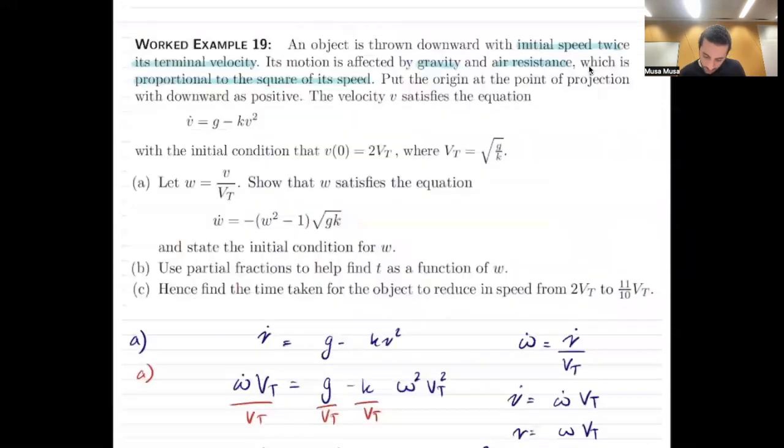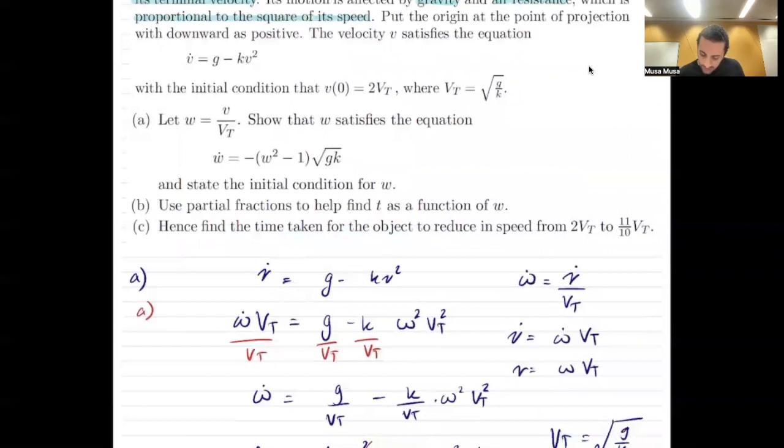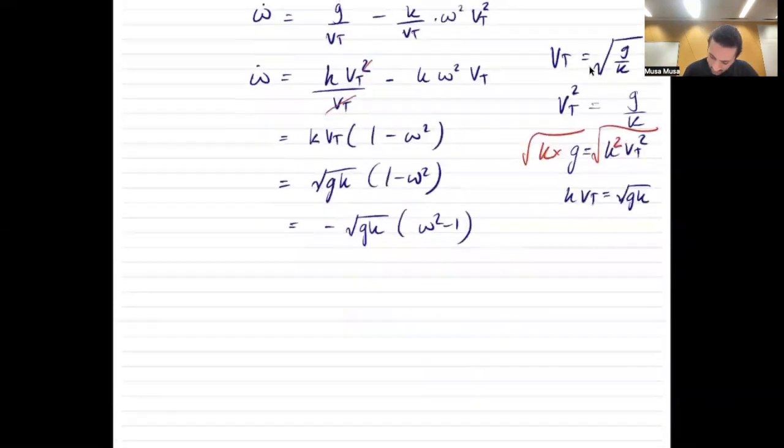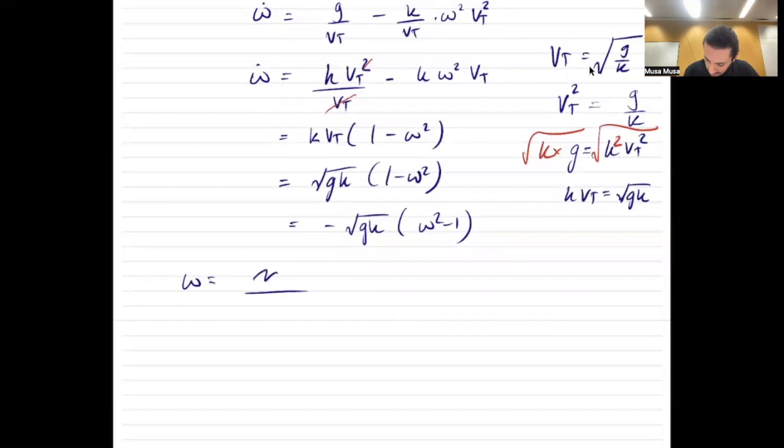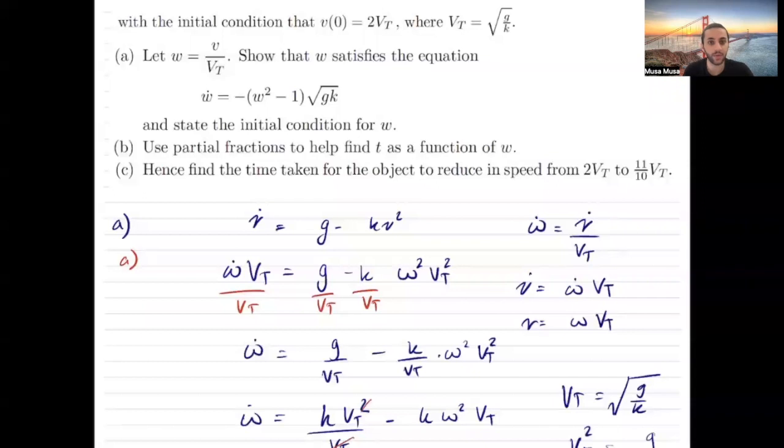There we go. Okay. It says show that W satisfies this and state the initial condition for W. So what's going to be the initial condition for W? Well, it seems like W equals V over VT, but at t equals 0, so W of 0 is going to equal 2VT on VT, which means that's just 2. Nice.